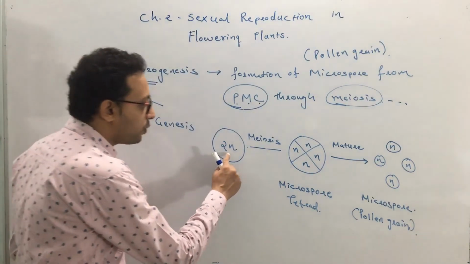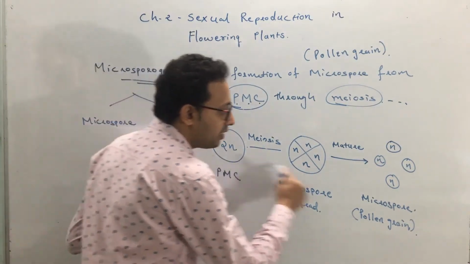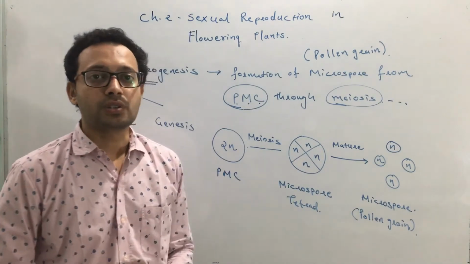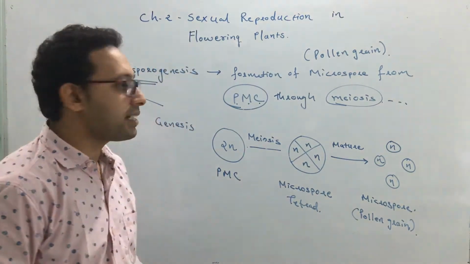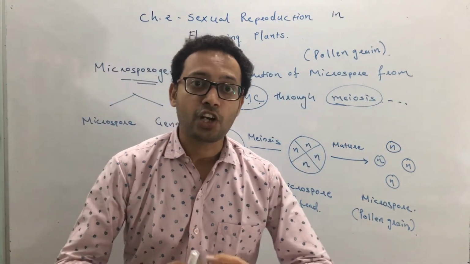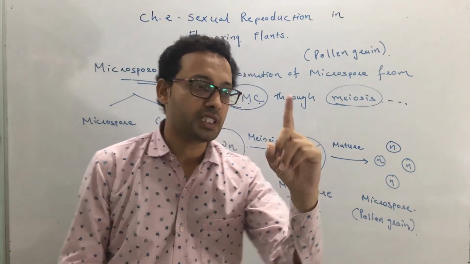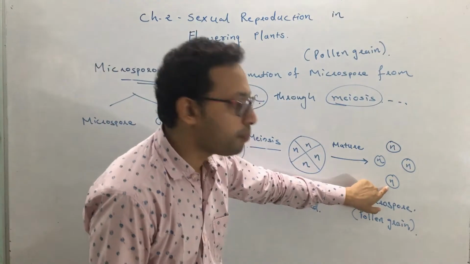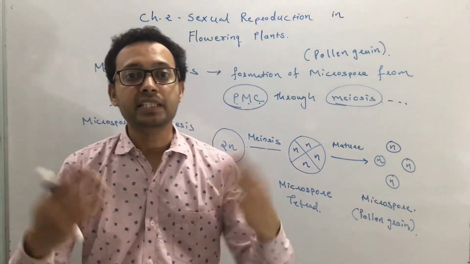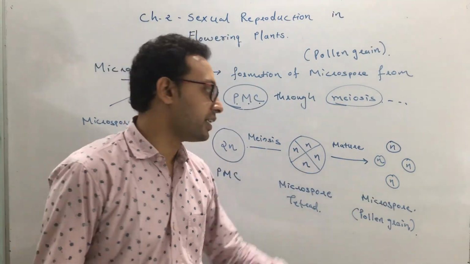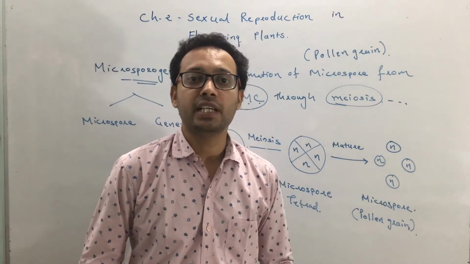So from one sporogenous cell, the pollen mother cell, 4 microspores are produced. But you know that in the center of the microsporangium, there are lots of sporogenous cells. If one sporogenous cell or pollen mother cell generates 4 pollen grains, then many cells generate lots of pollen grains, and thus many pollen grains are going to be produced.